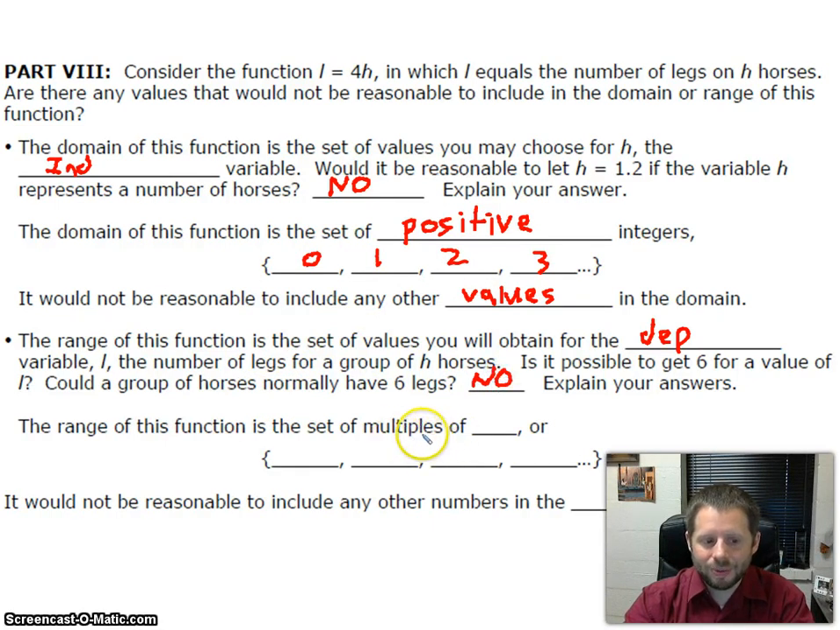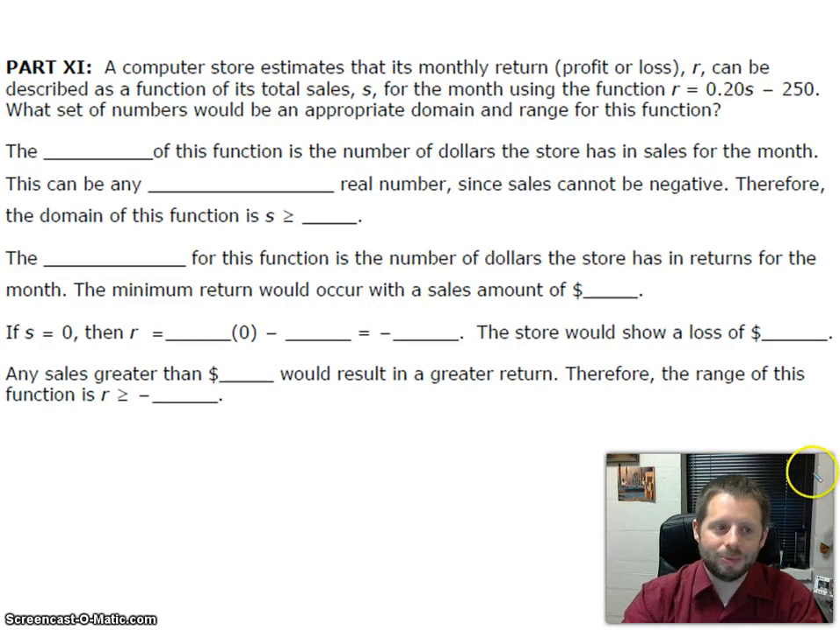For this one, the range is the set of multiples of 4. If you have no horses, you have 0 legs, but beyond that it counts by 4s: 0, 4, 8, 12, and so on. It would not be reasonable to include any other numbers in the range. Only the multiples of 4 would make sense. So sometimes your scenario determines what the possible domain and range are for your function.